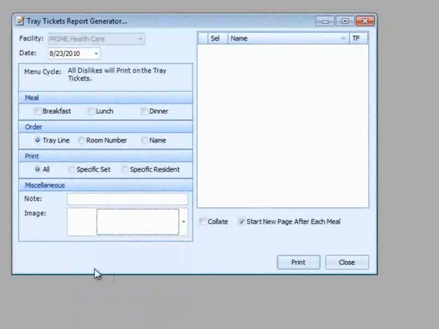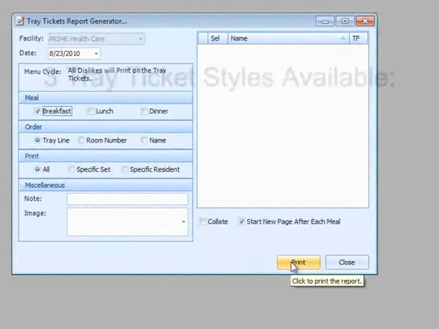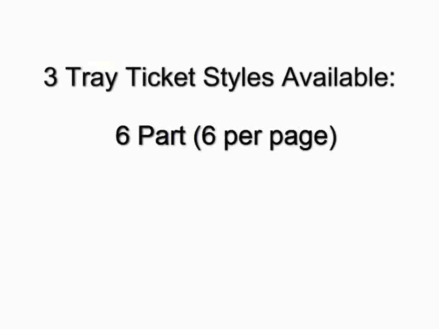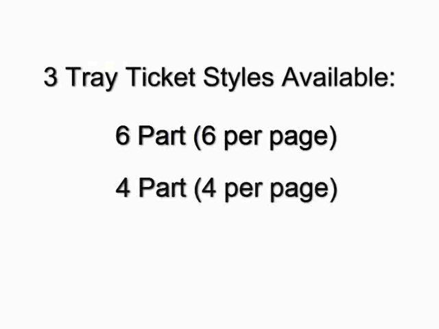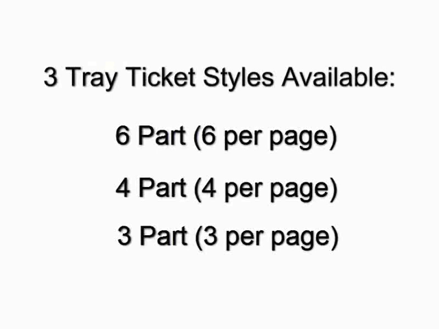Let's take a look at some tickets. Click Breakfast and click Print. There are 3 different types of tray ticket paper available: 6-part or 6 per page, 4-part or 4 per page, and 3-part or 3 per page.